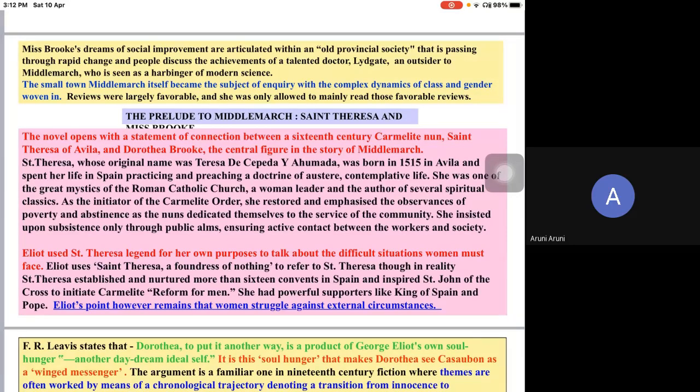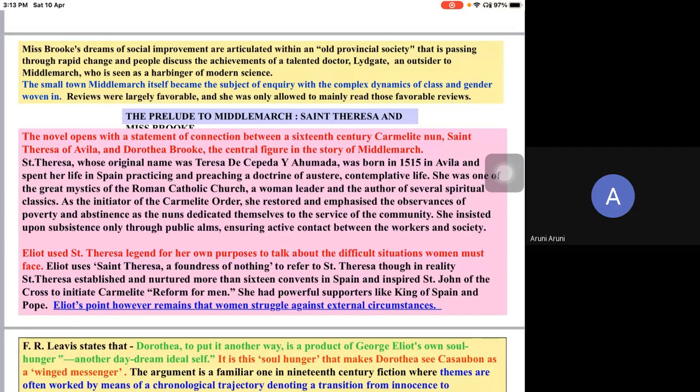And Saint Teresa of Avila is described in the book as Saint Teresa, foundress of nothing. But in truth, she was far from being a foundress of nothing. She was a very dynamic woman who was responsible for founding the Carmelite order of nuns. And she was the one who actually laid the ground rules for observing poverty and abstinence amongst the nuns of the Carmelite order. But Eliot is still using the Saint Teresa legend for her own purposes, to talk about the difficult situations women must face.